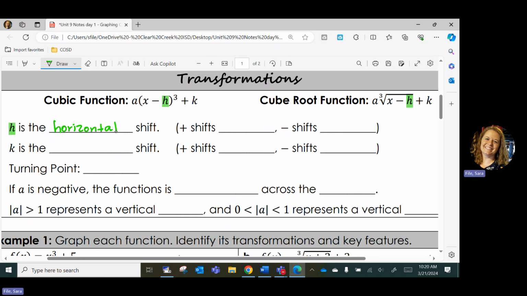Now, this was the somewhat tricky one. It's opposite of what you think based on the sign, because the equation has a minus in it. So if you have x minus h, h itself is actually positive. Okay, so that would be shifting right when you see a minus. So when you see x minus h, it's going to shift right. When you see x plus h, that means h is technically negative and it's going to shift left.